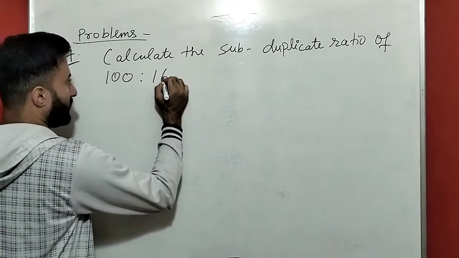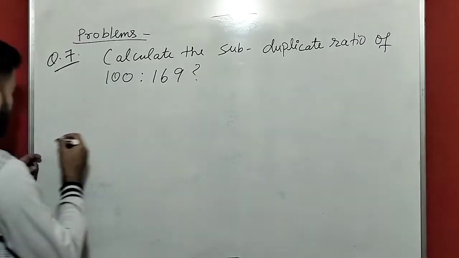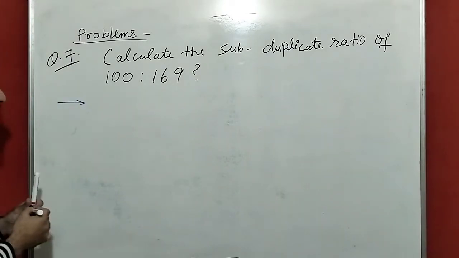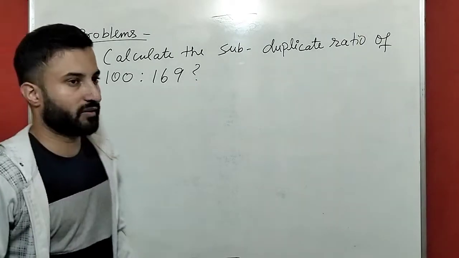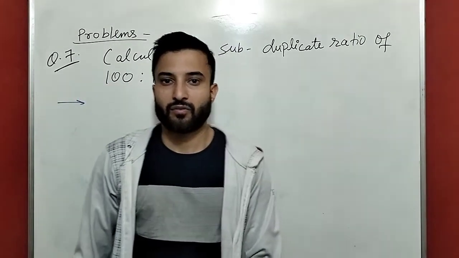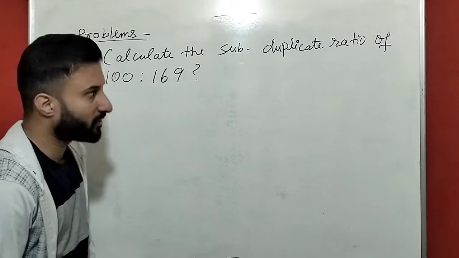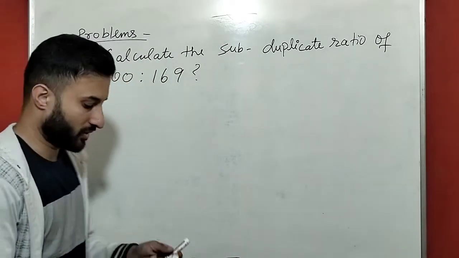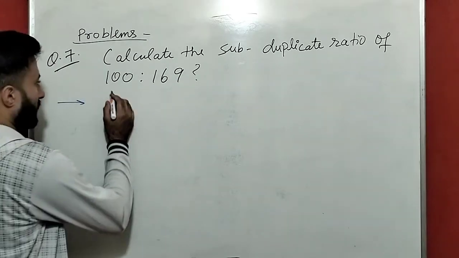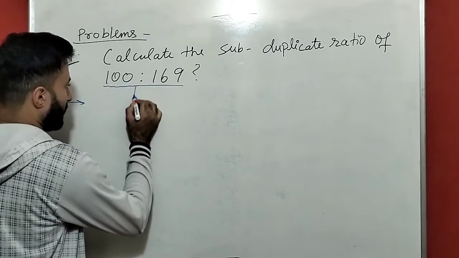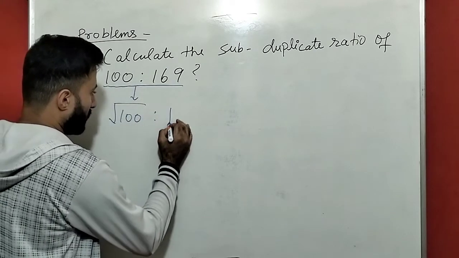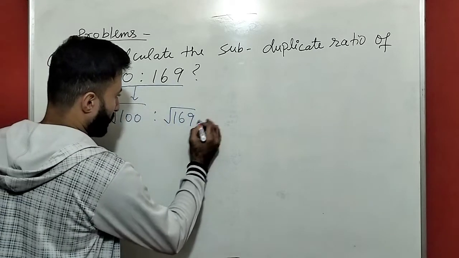100 is to 169. Calculate the sub-duplicate ratio of 100 is to 169. So guys, see, sub-duplicate ratio means what we have to do? We have to do the square root of that number. So whatever the given number is, 100 is to 169, we will do the square root. Square root of 100 is to square root of 169.